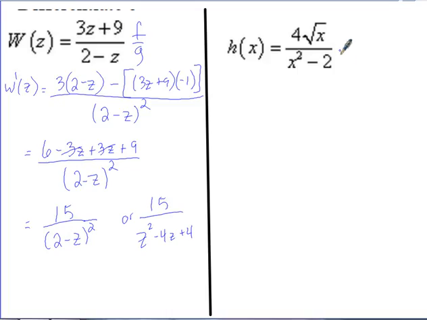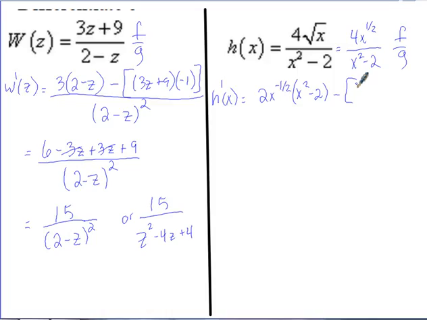I have 4 square root of x over x squared minus 2. Can I rewrite this? 4x to the 1/2 over x squared minus 2. Okay? So again, this is my f, this is my g. So that gives me 2x to the negative 1/2 times (x squared minus 2) minus 4x to the 1/2 times 2x, all of that over (x squared minus 2) squared.